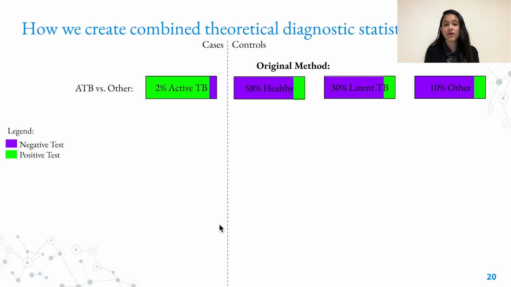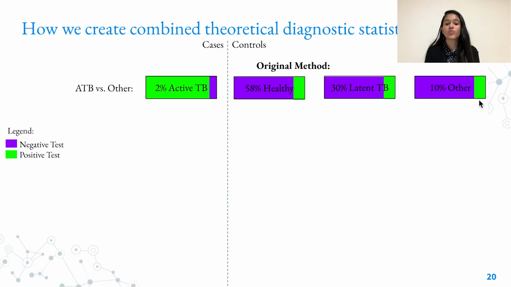We simulated the target population by assuming that 2% of it has active TB, 58% of it is healthy, 30% has latent TB, and 10% has another disease. This is more of an arbitrary number for simulation purposes. This way, we could calculate what category someone falls into, as well as what test they would get, and then see how the signature performs.